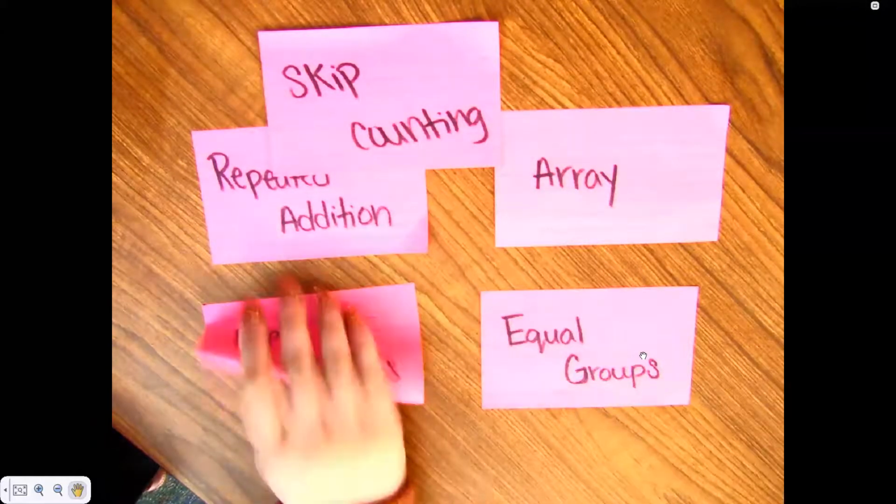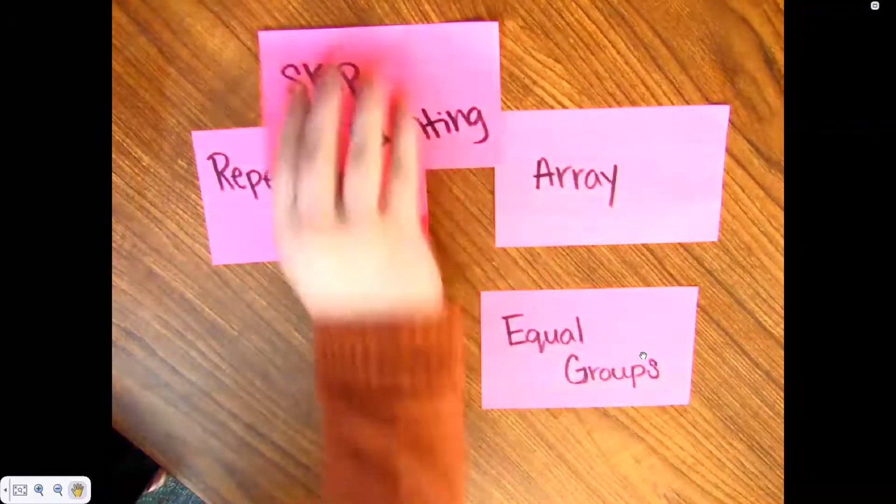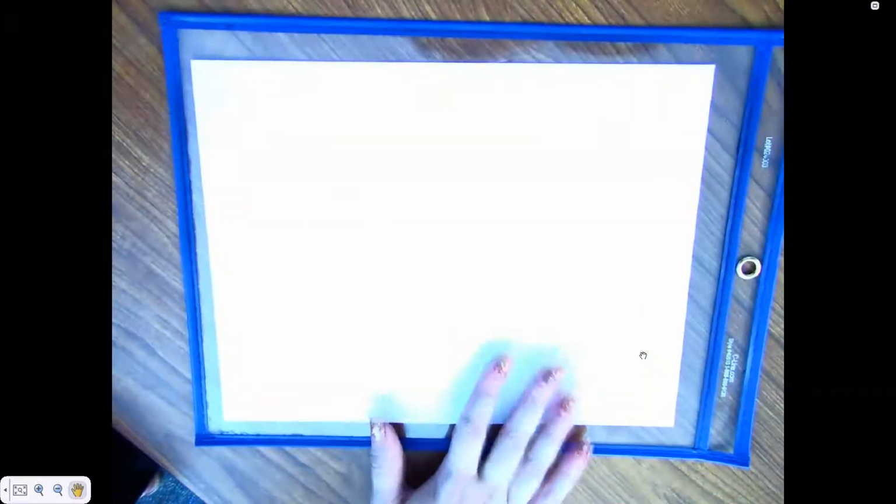So I need you to get out your eraser pocket thing, your clear protector pocket. I don't know what it's actually called. I probably need to come up with a name for it. I think I always call it something different. Your clear pocket protector sheet.